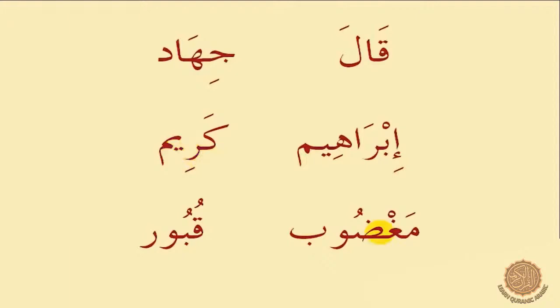Next word, maghdoob. So maghdoob here has a dhamma on the dad followed by the waw. So it's an elongation sound. So it's an oo sound. So it's maghdoob. And finally, here, qubur. Qubur. So there's the oo sound again. They have a ba with the dhamma followed by the waw. So you can see how the long vowel is formed there.